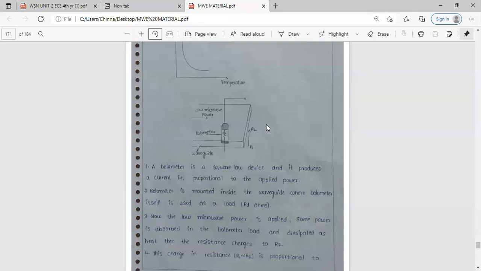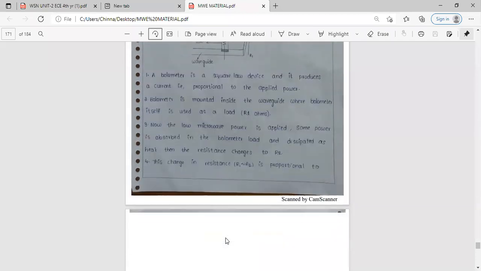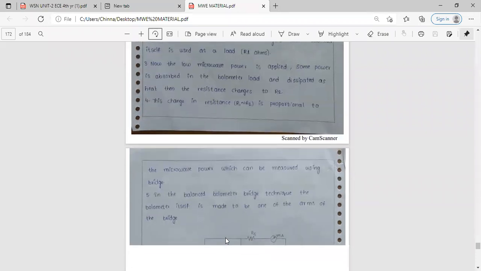The bolometer is mounted inside the waveguide, where the bolometer itself is used as a load. We always place the bolometer inside the waveguide, and it acts as a load across that particular microwave. Now the low microwave power is applied, some power is absorbed across the bolometer load and dissipated as heat, and that changes to R2. This change, R1 minus R2, is proportional to the power, which is measured using the bridge.